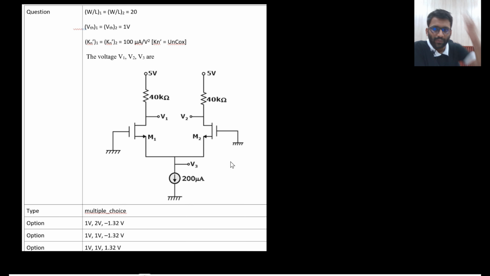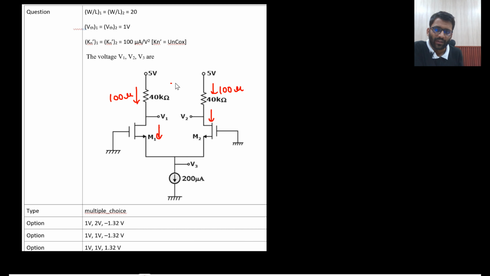Let's see this one. This is also very straightforward. 200 microampere current is there and all the parameters are identical. So both of the MOSFETs are identical. So this is 200 microampere current. So this will drive 100 microampere current and this will also drive 100 microampere current. Both will drive 100, right?